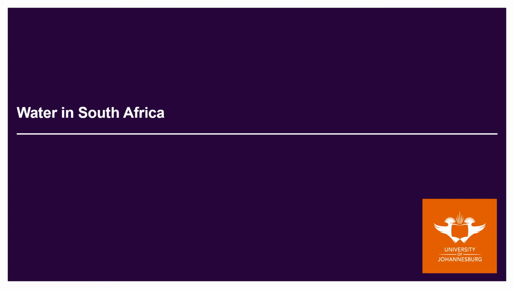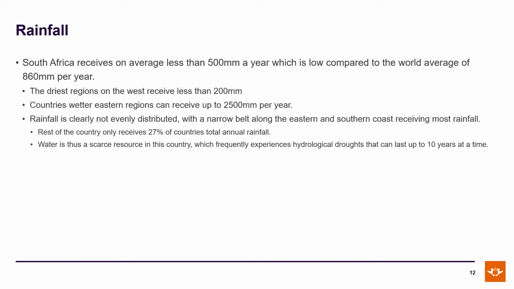Now that we've looked at the basics of water, let's have a look at water in South Africa. Rainfall in South Africa is quite low compared to international averages, in which we receive about 500 millimeters of rainfall annually, as compared to 860 millimeters annually as the global average.